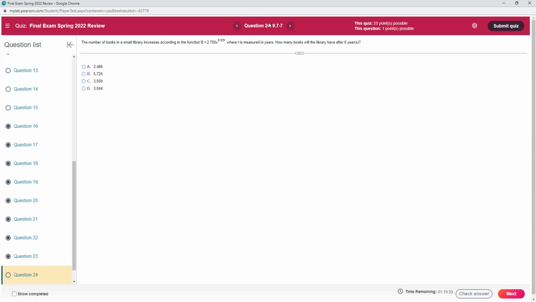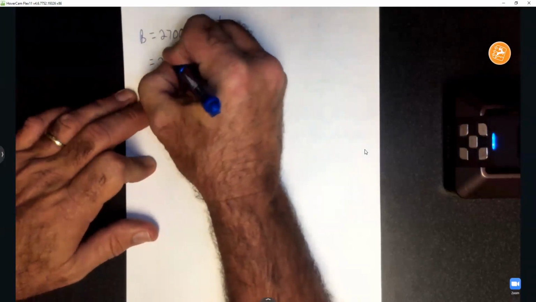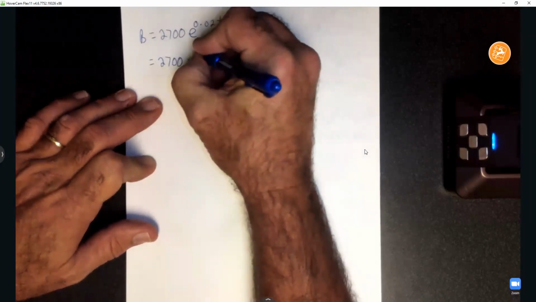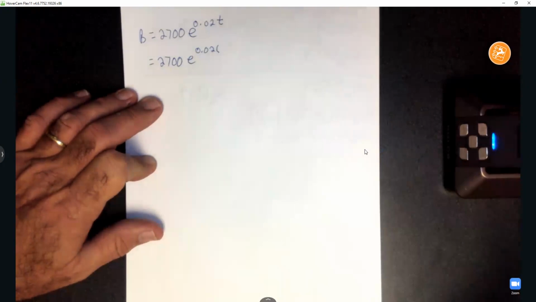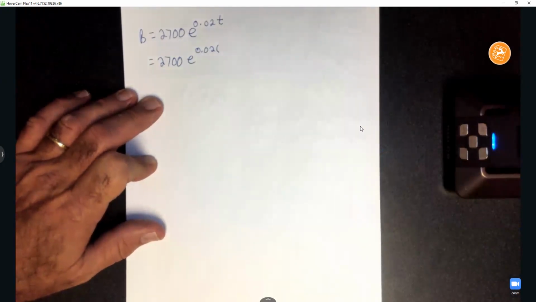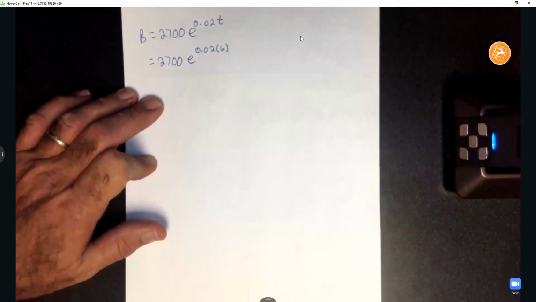Okay, so let's see. So in my calculator, I would put 2,700 E to the 0.02 times, how many years did I say? 6. And put a 6 there. Now let me make sure that's what I needed. So yeah, after 6 years.